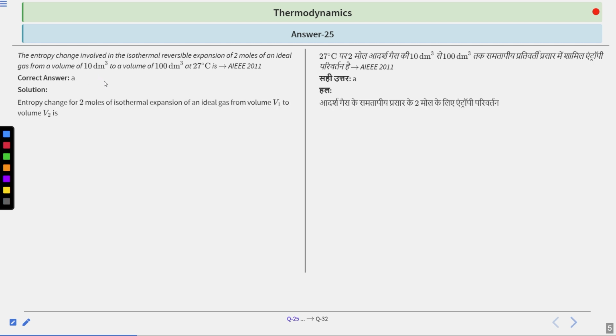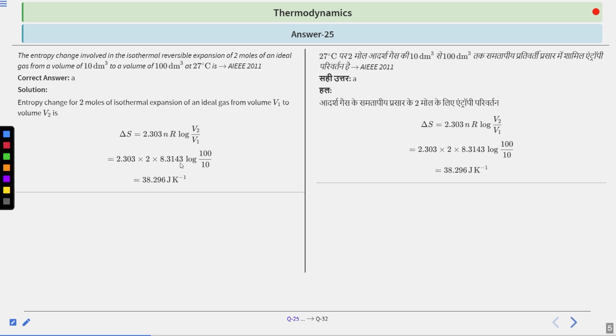What will be the formula? This is a simple formula: delta S is equal to 2.303 nR log V2 by V1, or delta S is equal to nR ln V2 by V1. We put in the volumes, the gas constant, and the number of moles. Log 10 will give you 1. Multiplying these three, it will give you 38.296 joule per Kelvin. So the unit is very important.